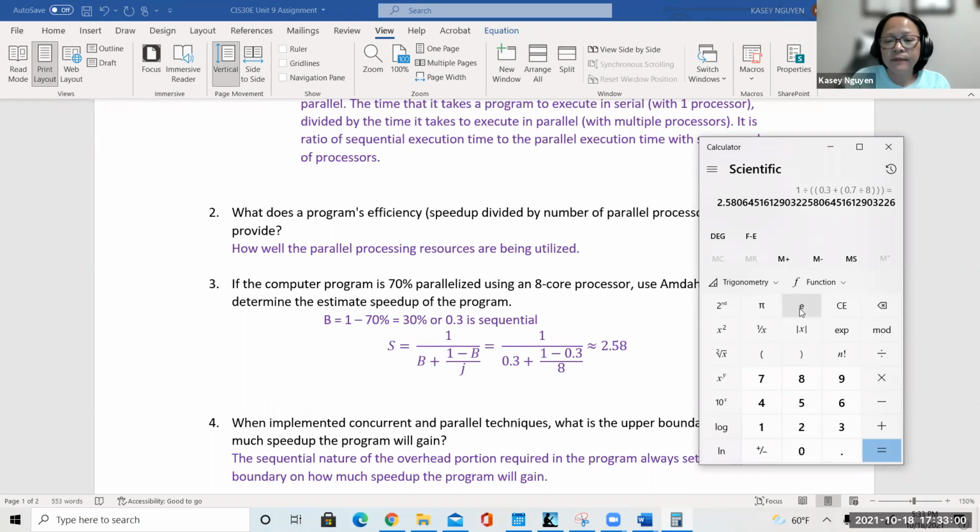Any questions? So once you have your B, you can simply plug it into the equation along with your J, which is your number of cores. And that's all you need actually. So just the percentage for parallel to be able to determine B, which is your sequential, then you can use that in the equation. Any questions? And if you wanted to use this format, you can simply copy and paste the equation over, or you can do insert equation and type it out.